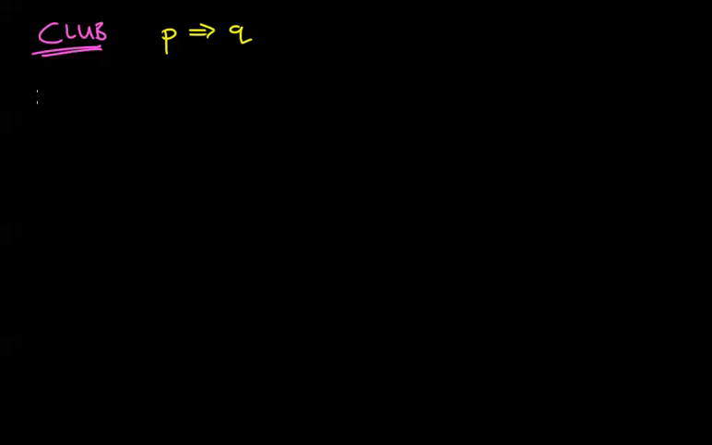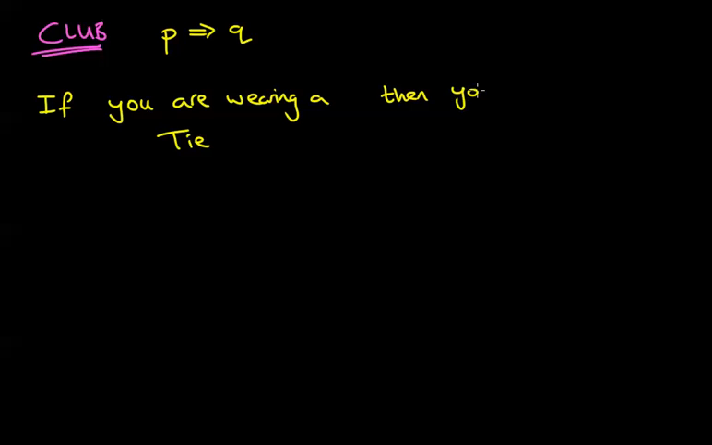The rule is this: if, I'm making this up as we go along, so if you are wearing a tie, then you are wearing smart shoes. Okay, now this sentence does not make grammatical sense at the moment, but I'm not too fussed about that. I'm just getting the idea across.